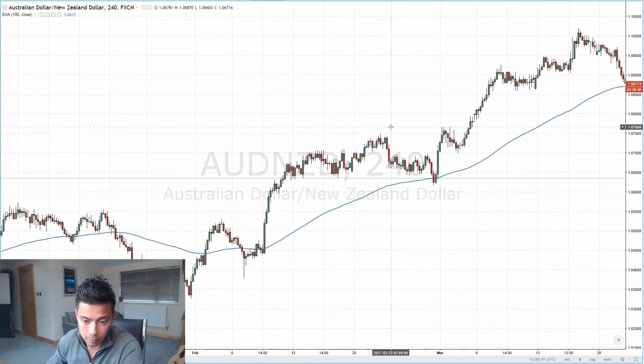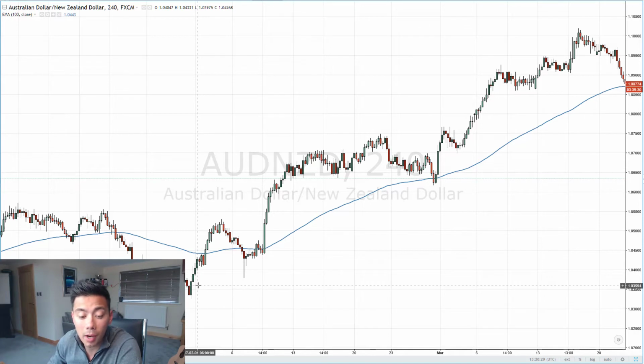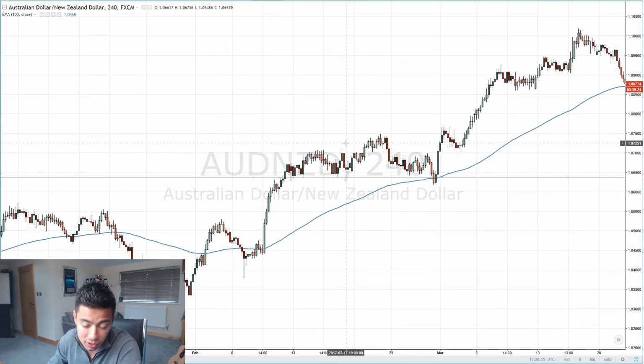It pulls back. It moves up, it pulls back. Now, what has to happen for the market to move up? You have to have the buyers being more aggressive than the sellers. So there needs to be a lot of demand for a currency. Whilst this is moving up, up, up like this, that means that buyers are accumulating positions.